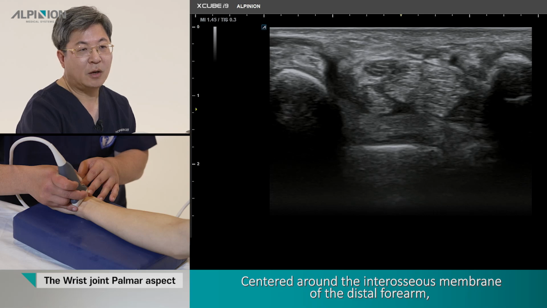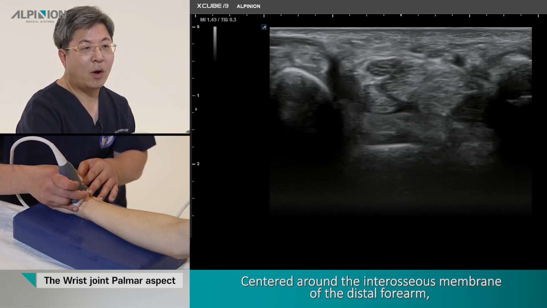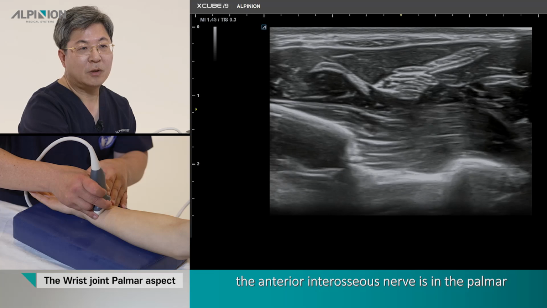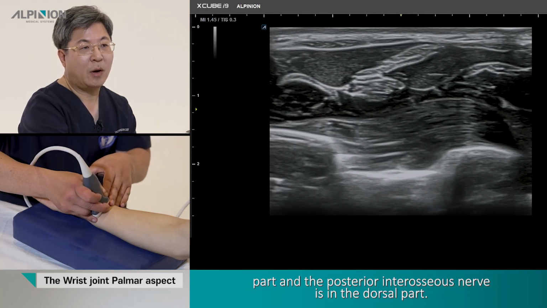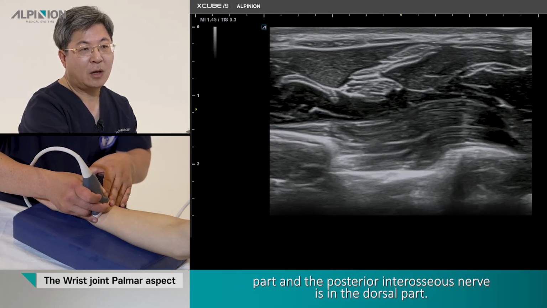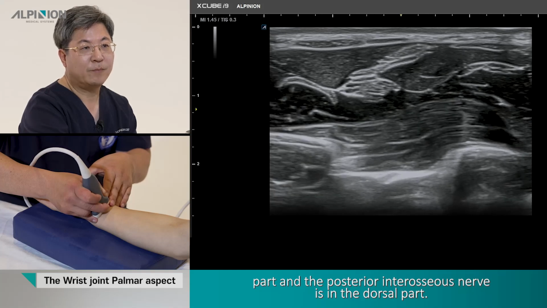Centered around the interosseous membrane of the distal forearm, the anterior interosseous nerve is in the palmar part, and the posterior interosseous nerve is the dorsal part.